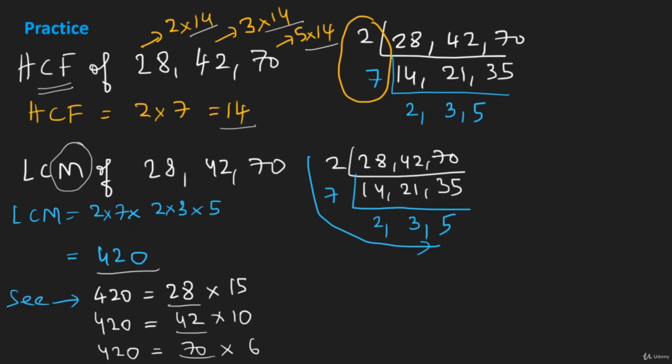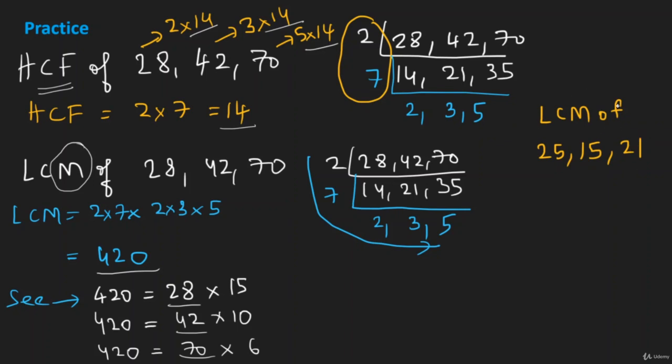Alright, now let's try to find the LCM of 25, 15 and 21. Pause the video and give it a try. Alright, we start by writing the numbers and finding what common factor I can take out, right? Now over here you will see that among these three numbers there is no common factor for all the three, right? Therefore the HCF would be 1 because you are not able to take out any common factor, right?